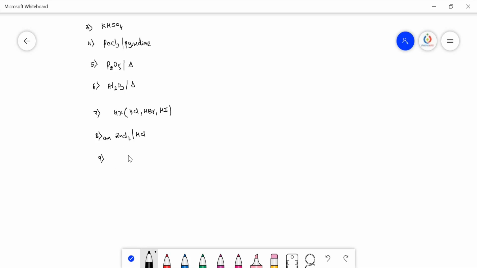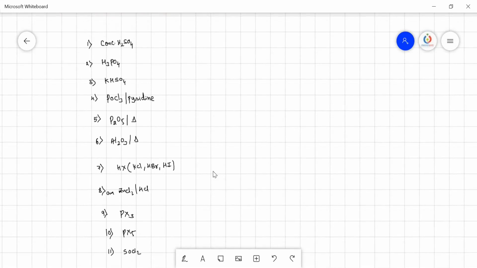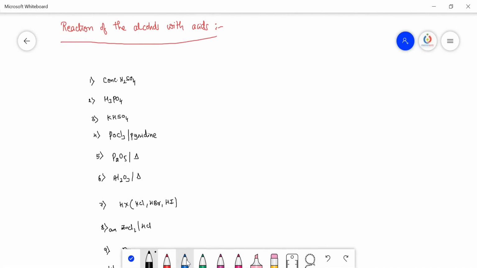Now, ninth one is PX3, 10th one is PX5, 11th one is SOCl2. So these are all different reagents which are actually acidic in nature. Then what must be the products when alcohols react with these different acids? That is our main concept in today's session. You must remember that whenever alcohol reacts with the acids, it gives different products.